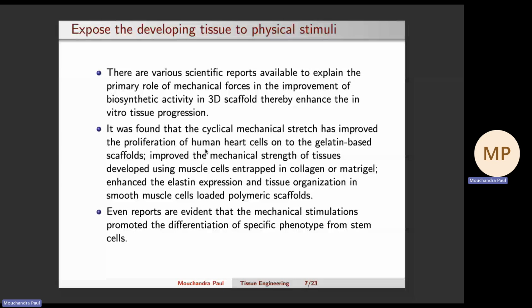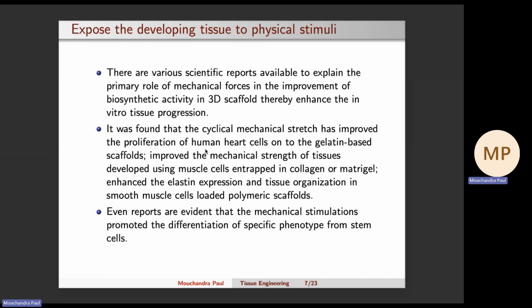Okay, their synthesis capacity becomes enhanced, because the goal of tissue engineers is to mimic the cellular microenvironment. In native conditions, these cells do respond to this kind of physical stretching. So we are doing that in vitro, and that is why we are getting good results. And also, people have seen that mechanical stimulations can act as good signals for differentiation.